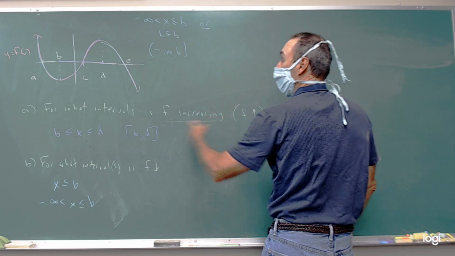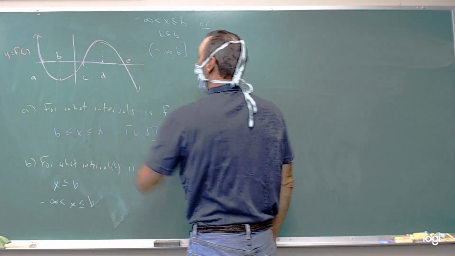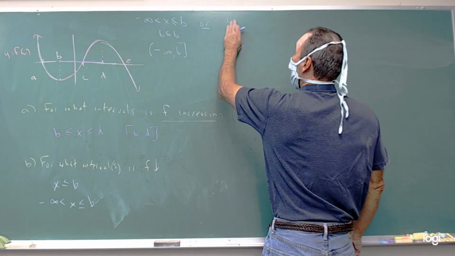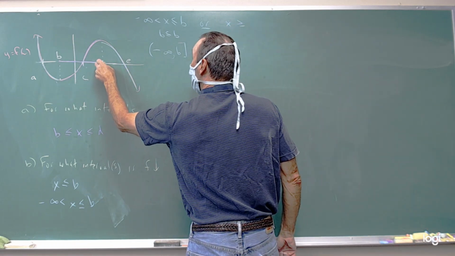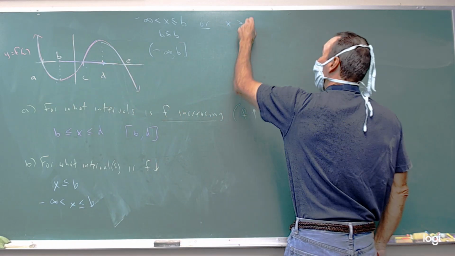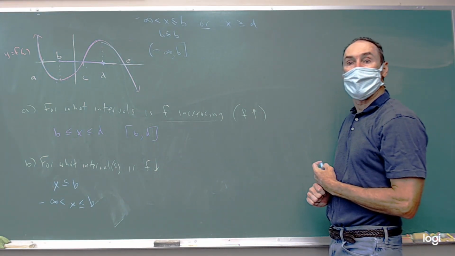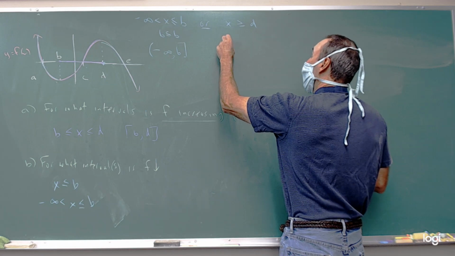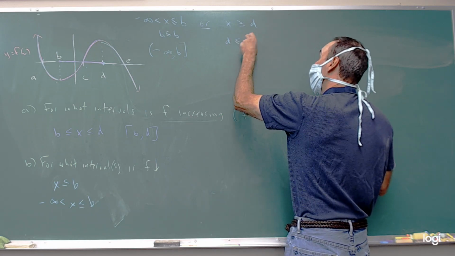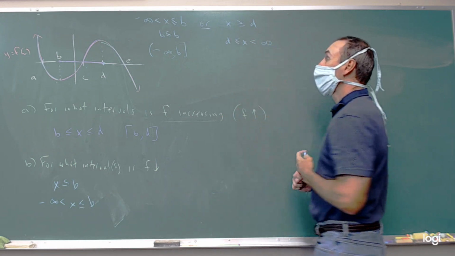And then we're going to get this piece over here, which we could say is x greater than or equal to, so we're talking about this piece right here, x is greater than or equal to d. Or if you like, we could say d less than or equal to x strictly less than infinity. Kind of impressive.